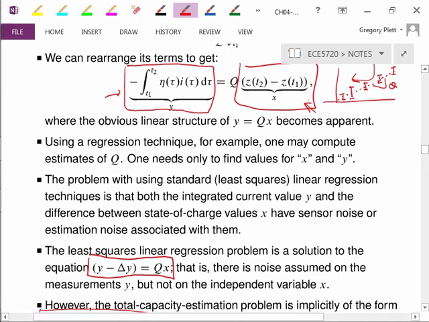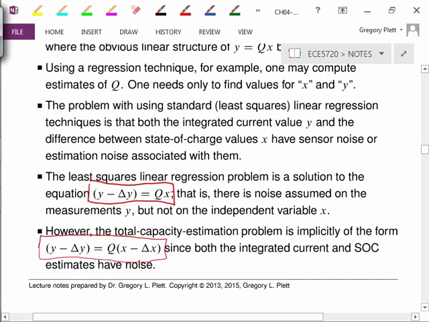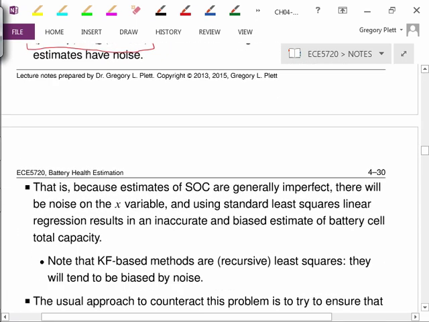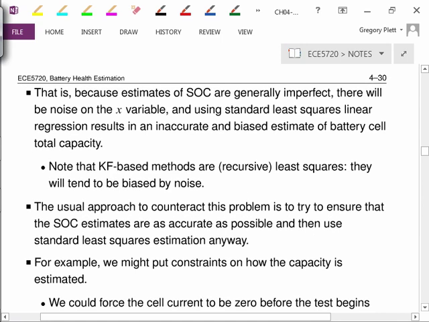So that might lead us to think that, oh, in some cases, maybe I could get away with least squares, or not get away with least squares. We can actually think about that a little bit, but never will the least squares method be solving the problem that we actually have. So state of charge estimates are generally imperfect, always. There will be noise on this x variable, which is the difference between two state of charge estimates, and using standard least squares linear regression results in an inaccurate and biased estimate.